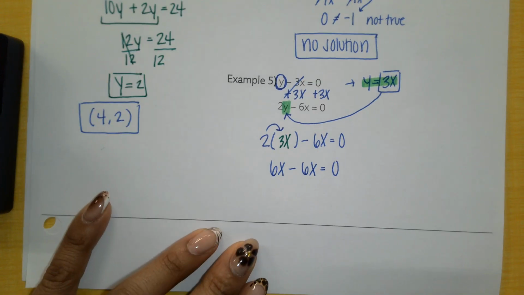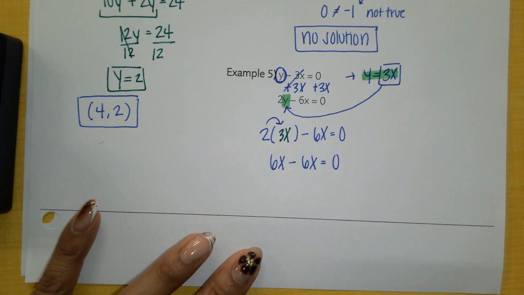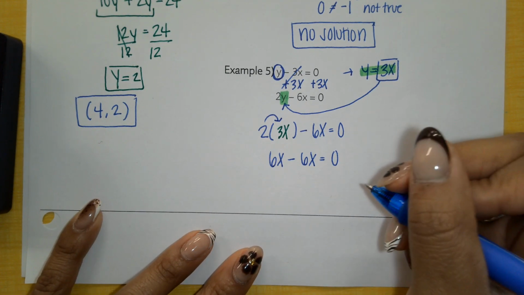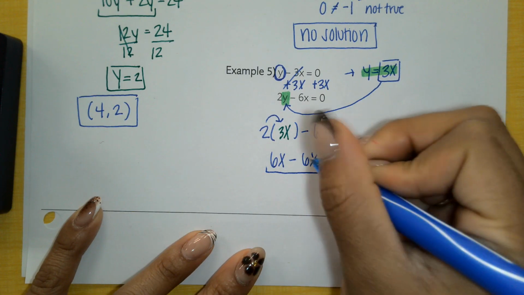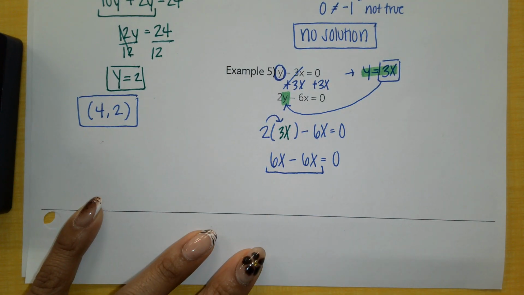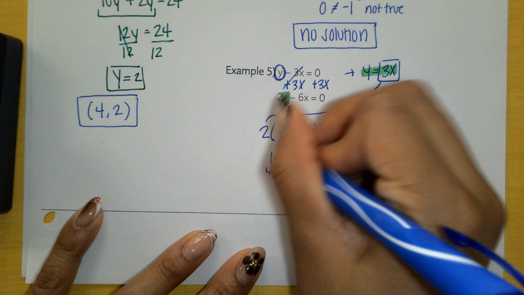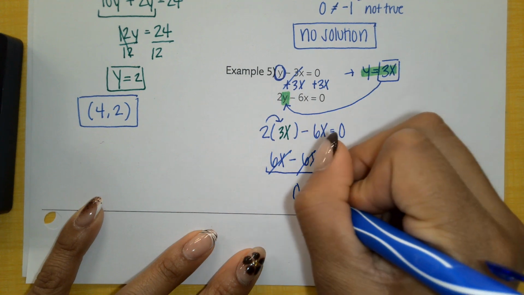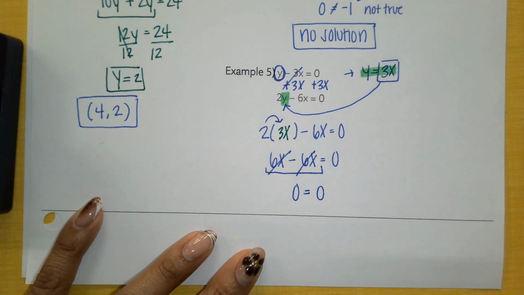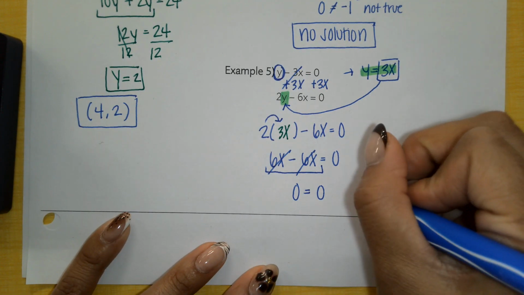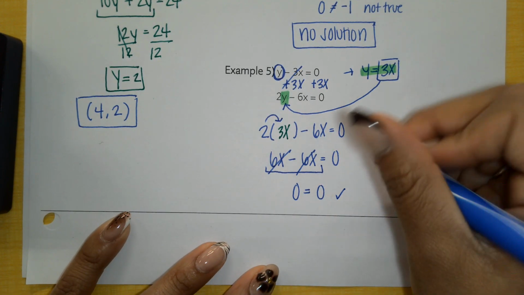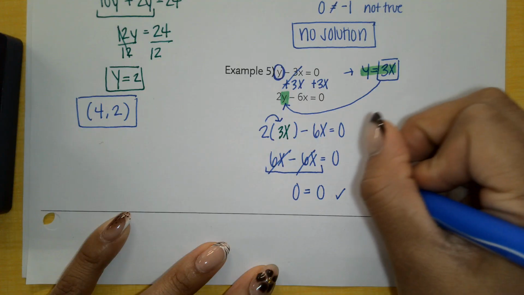Then what's my next step? No, you combine them. So you're going to do 6x minus 6x. So what does that equal? 0. So they eliminate completely. So you're left with 0 on the left side and 0 on the right side. Is 0 equal to 0? Yes. So what does that mean? What's going to be my answer? All solutions. Infinite solutions.